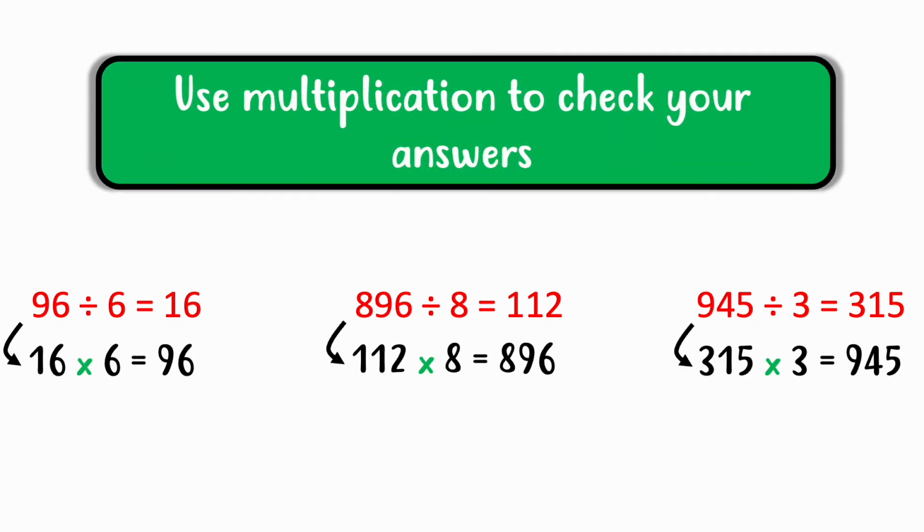Remember, you can check your answers using multiplication. 16 times 6 equals 96. 112 times 8 equals 896. And 315 times 3 equals 945.